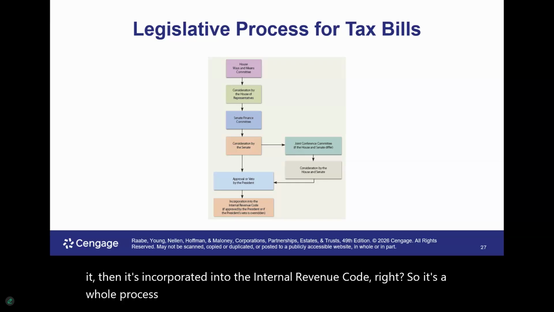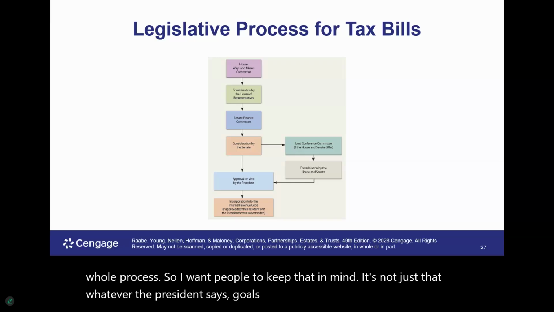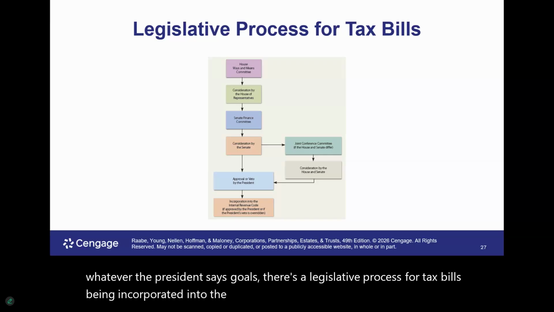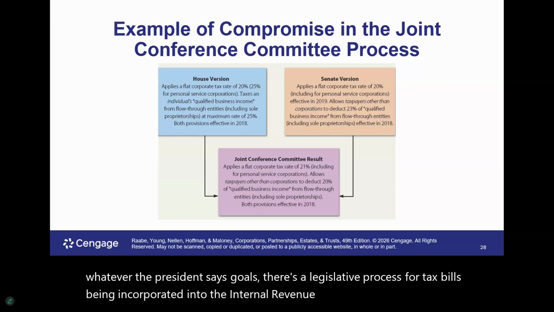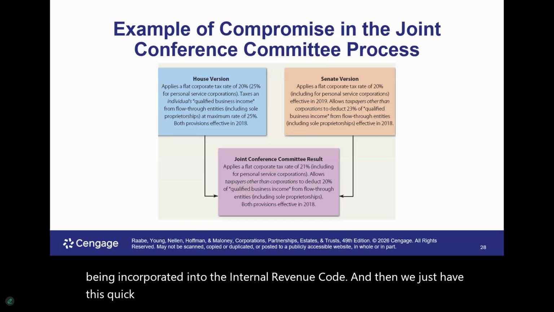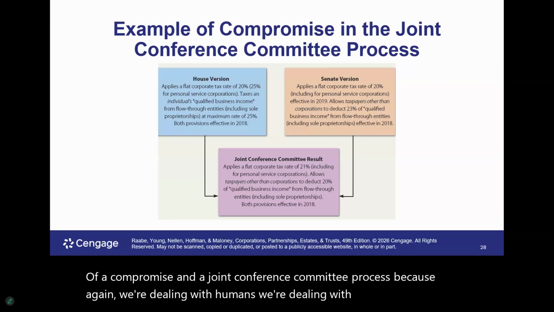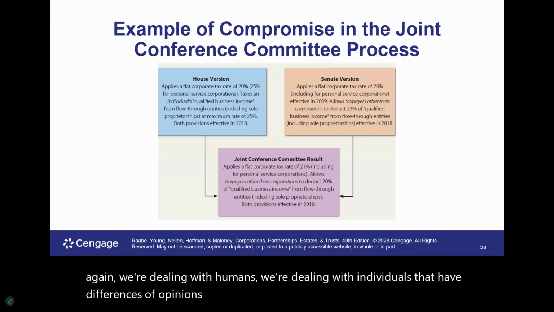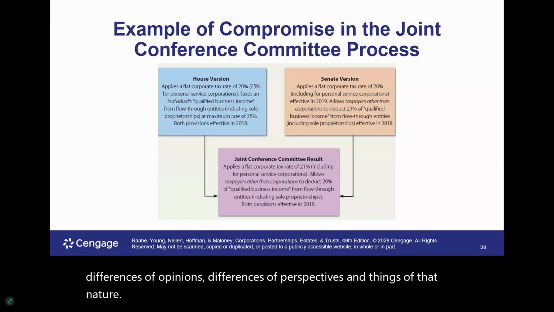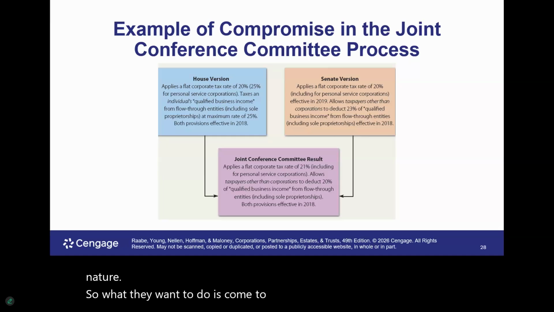So I want people to keep that in mind. It's not just that whatever the president says goes. There's a legislative process for tax bills being incorporated into the Internal Revenue Code. And then we just have this quick example of a compromise in the Joint Conference Committee process, because again, we're dealing with humans, individuals that have differences of opinions and differences of perspectives. So what they want to do is figure out, hey, we don't fully agree, but how can we compromise?